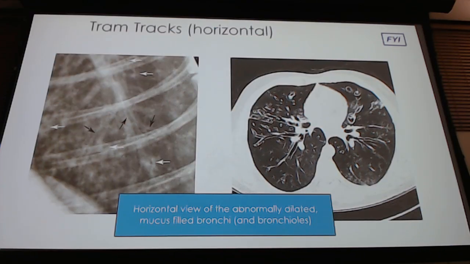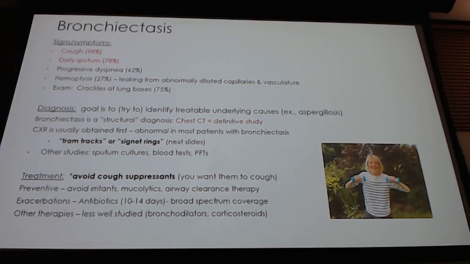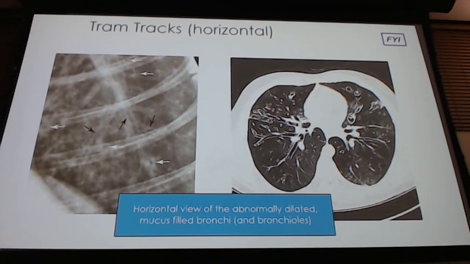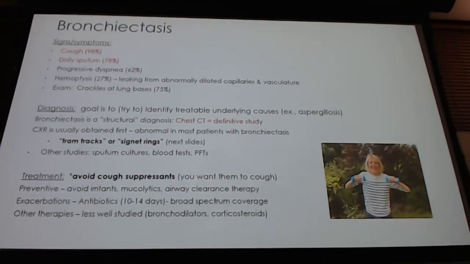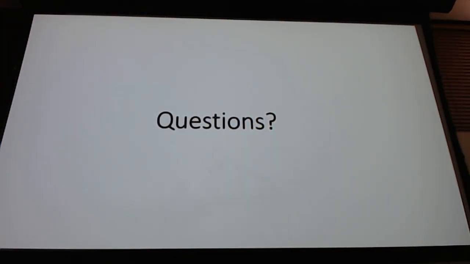You're looking at that bronchiole from the side, horizontal, and here you're looking at perpendicular. So we call them tram tracks when they're horizontal, and we call them signet rings when perpendicular. Well, you took radiology, you learned this. Sorry, review. Do you remember why they call them signet rings? Because of the little vein and the artery. Okay, all right. So there's our little signet ring. And that's it, guys. Woo-hoo.